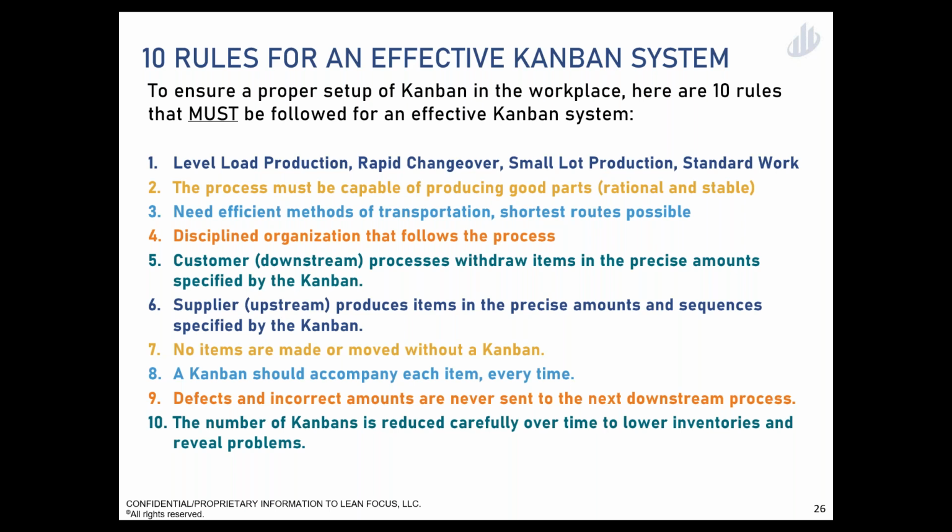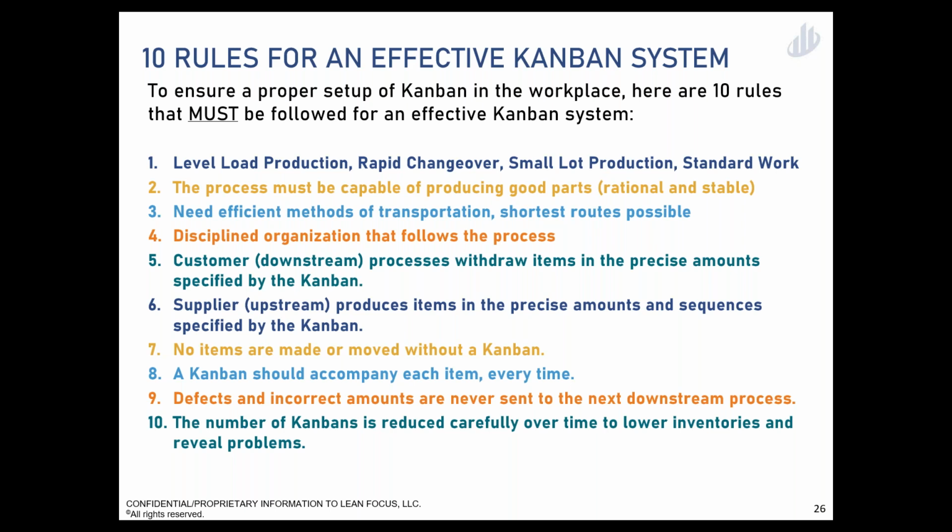And then number 6 is the flip side of that. Make sure every supplier is producing items in the right quantities. Remember, A items weekly, B items 2 weeks, C items 4 weeks. Nothing gets made or moved without a Kanban. You can't just move stuff willy-nilly. You can't just decide you're going to go pick something up and take it to your work cell. So you're going to wait for that replenishment signal.